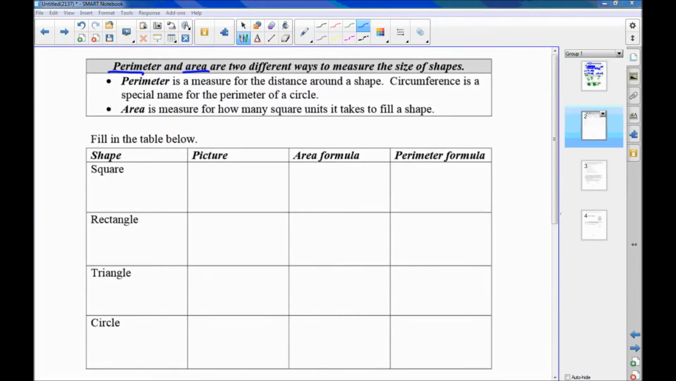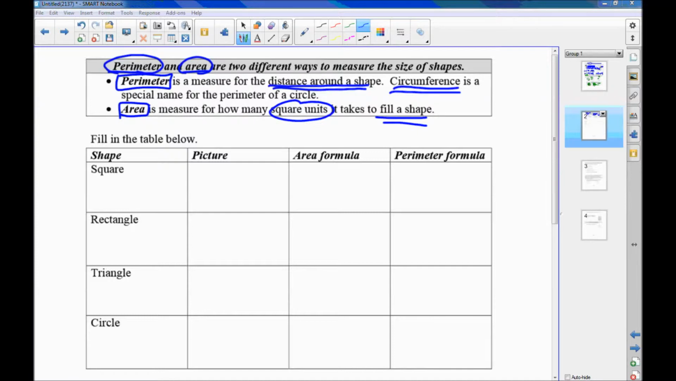There are 2 different ways to measure the size of a shape. Just different ways to think about the shape when we think about its size. One of them is perimeter, and the other is area. So the perimeter is the distance around a shape. So we could measure the shape size by how far it takes to walk around it. There's a special name if the shape is a circle. We call it circumference instead of perimeter. Area is measured by how many little square units it takes to fill the inside of the shape. So just 2 different ways to think about the size of a shape.